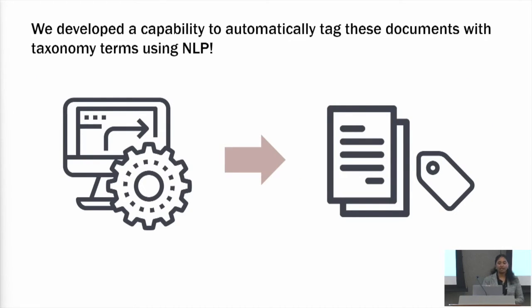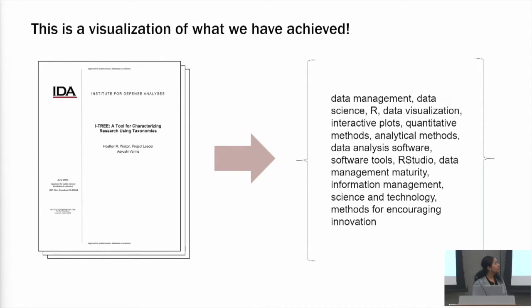To address this challenge, we have developed a capability to automatically tag these documents using natural language processing methods. Just to visualize what exactly that means, on the left here we have our average research document produced every year, with an average of 70.84 pages per document. That is a lot of text, pages and pages and pages of text. What we have done is effectively boil down that long document into a set of keywords that describe the content of that research. At a quick glance, you can tell that this document is roughly talking about things like data management, data science, R, data visualization, and so on and so forth.